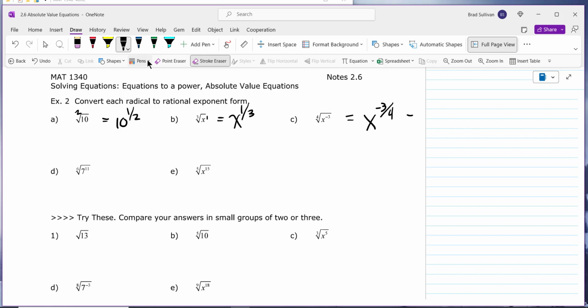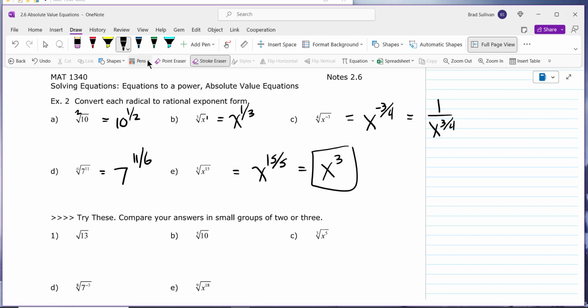If I wanted you to change it to a positive exponent, what would you do? Move it to the bottom. Good. So that's all we're doing. We're not even working these out. We're just learning how to switch them from one form to the other. What would you do on the next one? 7 to the 11 over 6 power. Don't work it out. Just do that. And then the next one, how would that go? x to the 15 over 5. But what is that? x to the 3rd. You could go ahead and work out 15 divided by 5 and get x to the 3rd. So you can basically change these things back into that form.